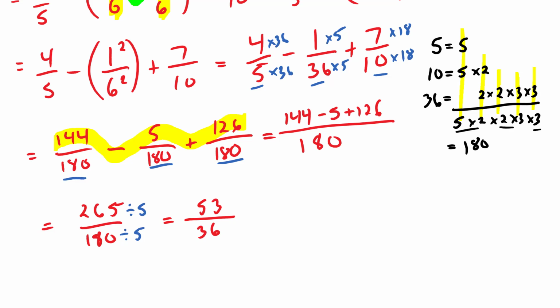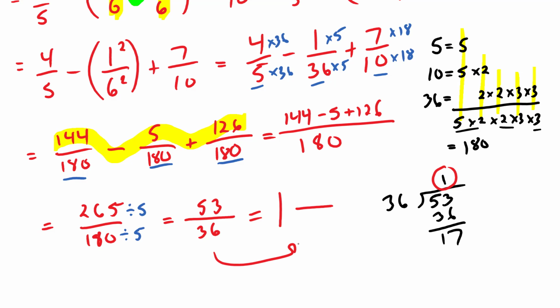Now, let's convert this improper fraction into a mixed number. How many times does 36 go into 53? It goes in one time. 36, what do we have left? 17. We have 1 and 17 over 36. Final answer.